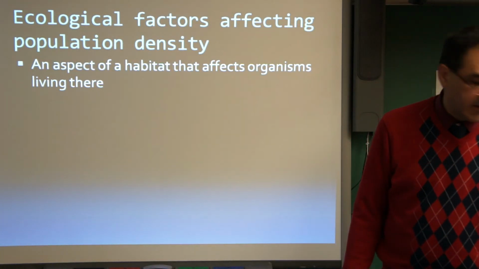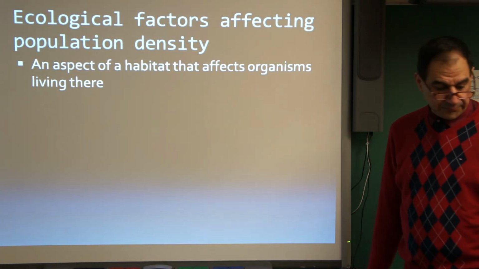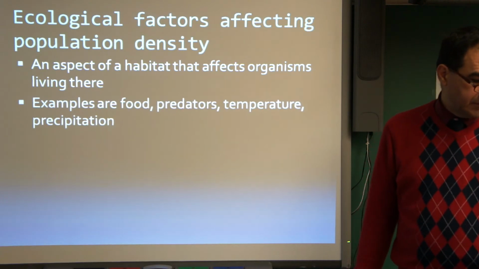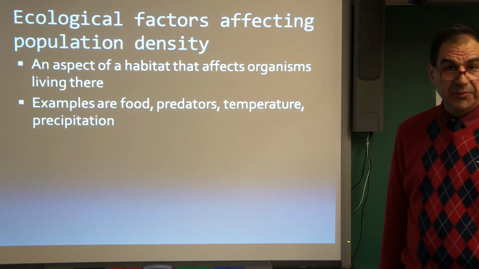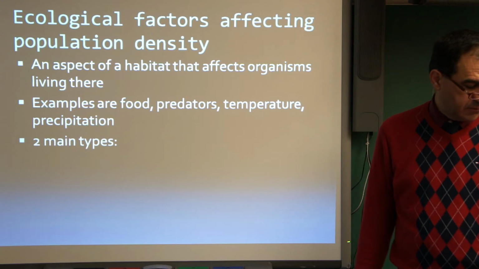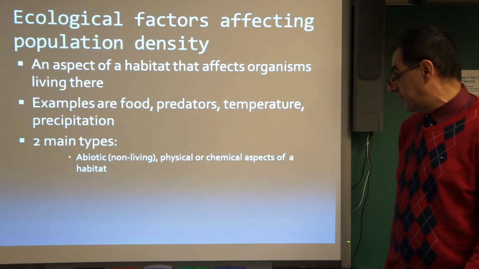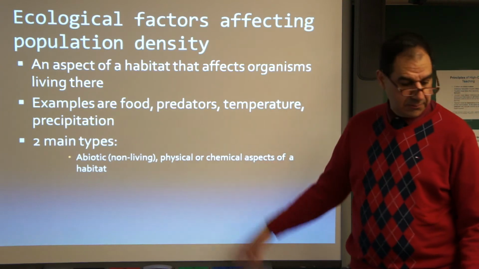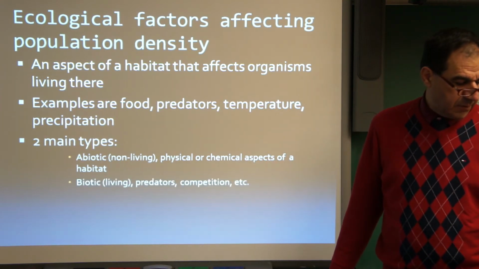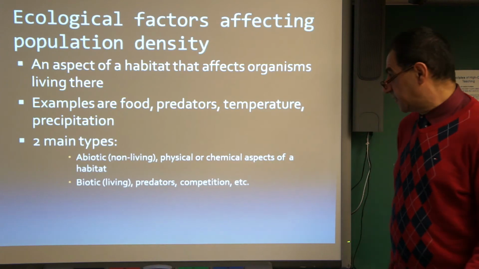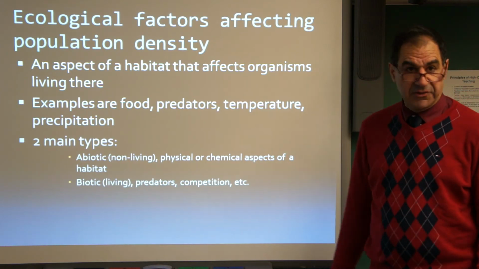What factors affect population density? Food, predators, temperature, precipitation are examples. And there are two main types: abiotic, which are non-living, such as temperature or amount of snow, and biotic, which is living, such as predators or competition or disease.